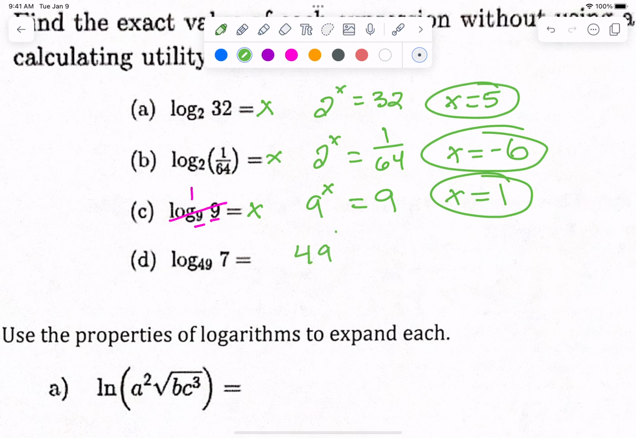This says 49 to what power gives me 7? How do I go from 49 to 7? The square root, which means half. X equals 1/2 power.